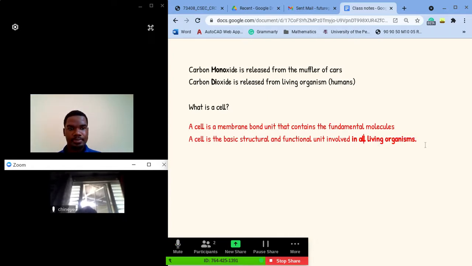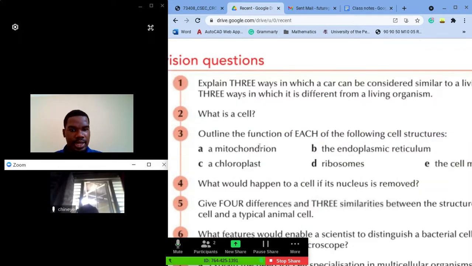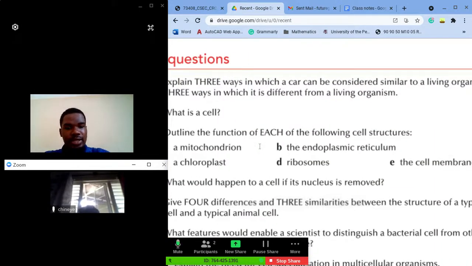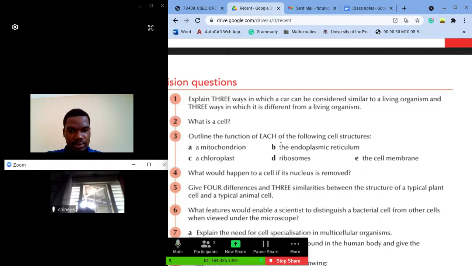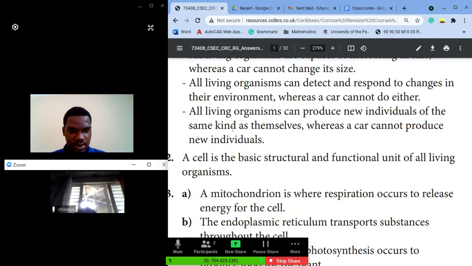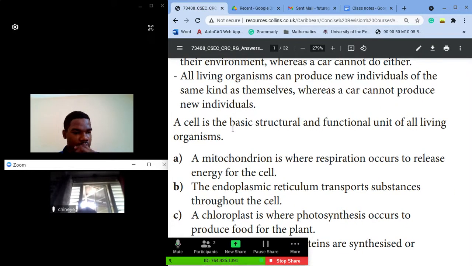Next question says, outline the function of each of the following cell structures. Did you do this in biology yet, where you talk about the parts of the cell? You should know, what is a mitochondria? It should be drilled in your head by now. Mitochondria is where respiration occurs. It's in large numbers in most cells. So let me give you a diagram so you can really get the main idea.